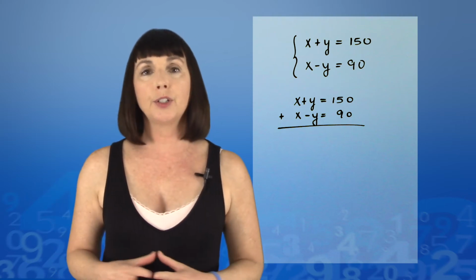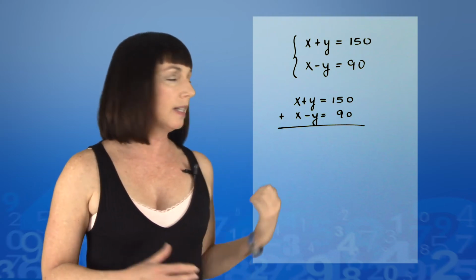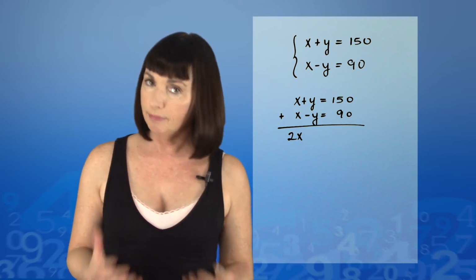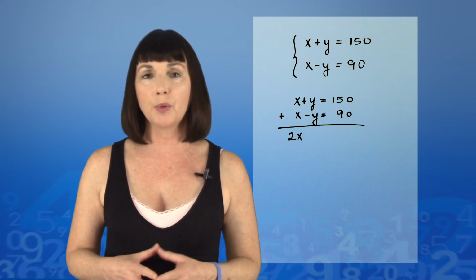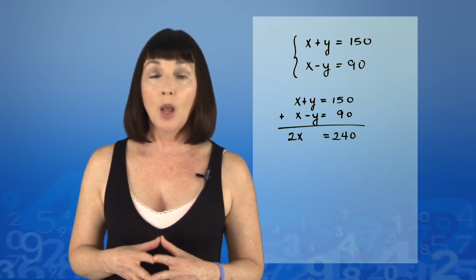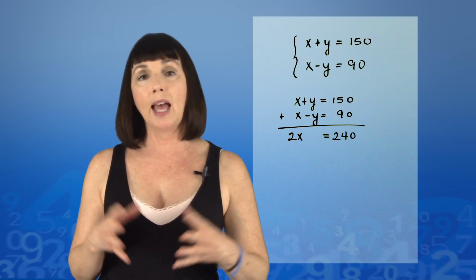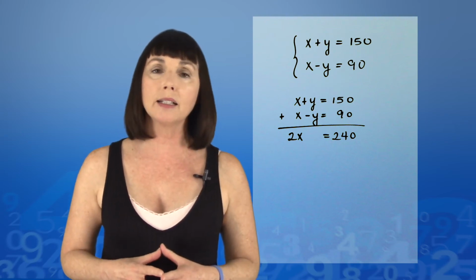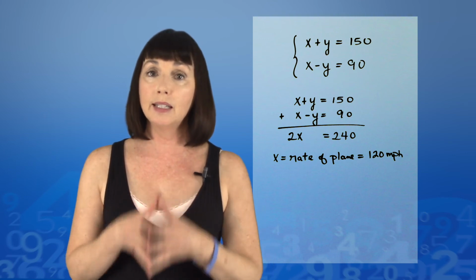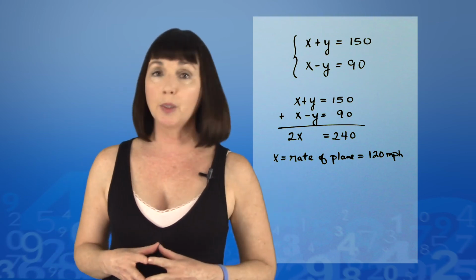And adding like terms, I get x plus x is equal to 2x, plus y plus minus y is equal to 0. So my y term goes away, and 150 plus 90 is equal to 240. Okay, multiplying both sides by 1/2 to get rid of the 2 in front of my x, I get that x, the rate of the plane with no wind, is equal to 120 miles per hour.